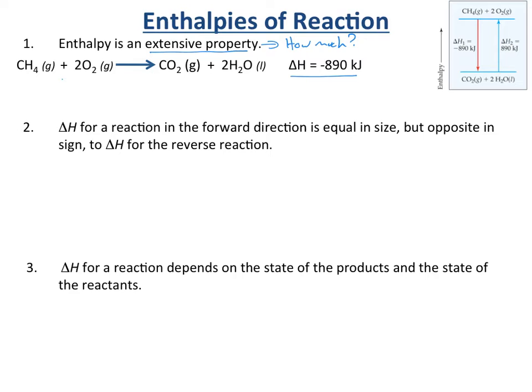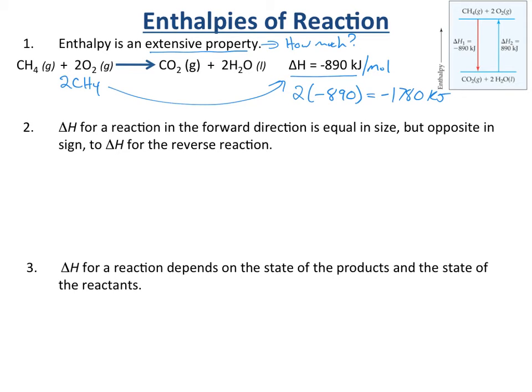But what if we had 2 moles of CH4 instead of 1 mole? Because enthalpy is an extensive property, and for 1 mole this is minus 890 kilojoules per mole combusted, we now have 2 moles. And so it would be 2 times minus 890, and so we end up with minus 1,780 kilojoules for 2 moles, and so forth.